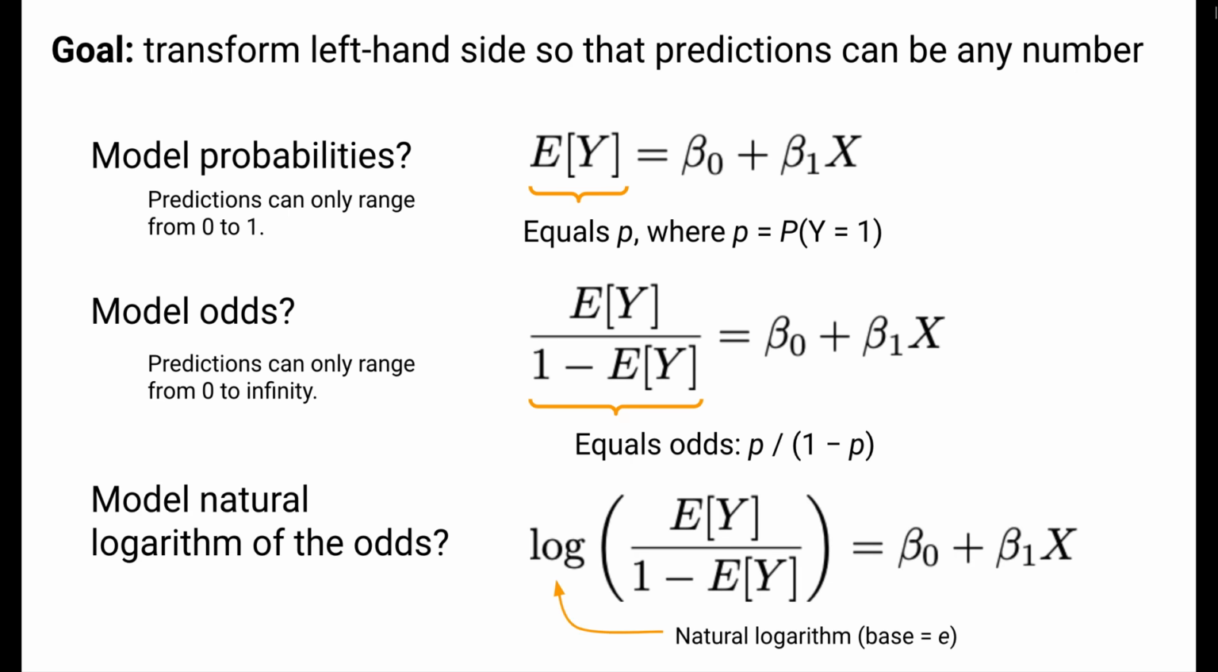Let's try one more idea. How about the natural logarithm of the odds? So this will actually work. The natural logarithm of an odds can be any number, which is what we wanted. So let's review some key ideas related to natural logarithms to help with this idea.